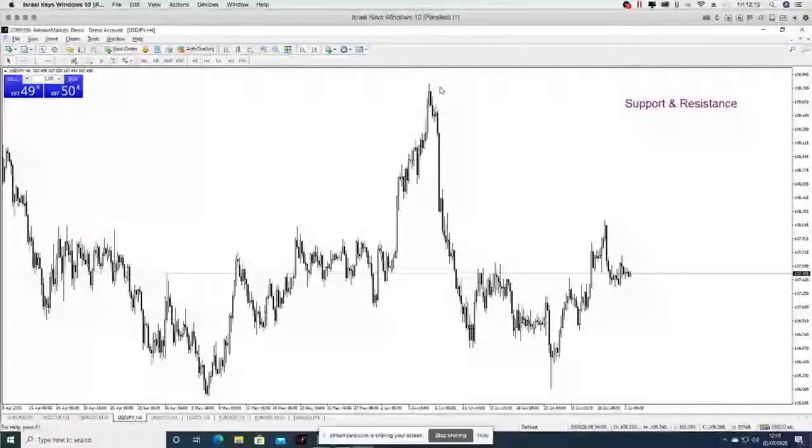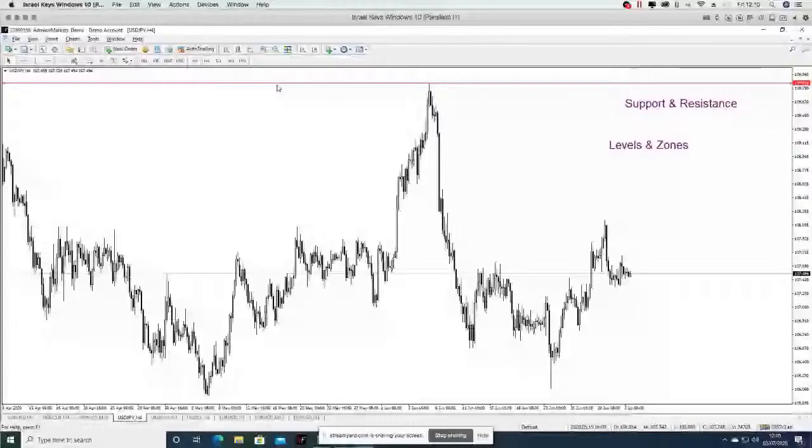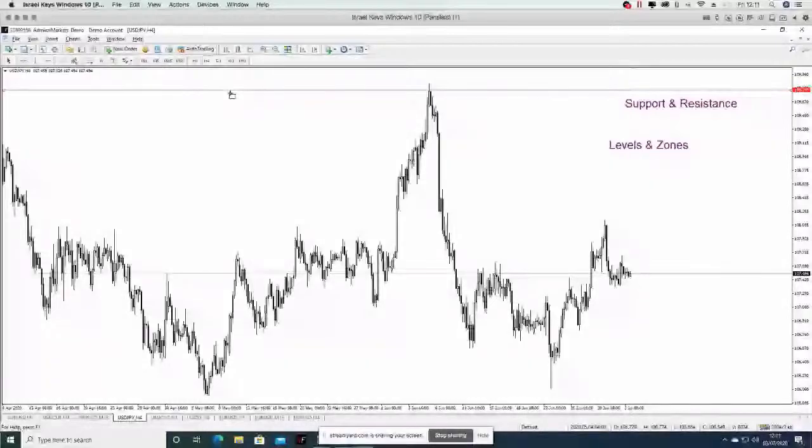So for instance, this is a level here. The exact point at which the price changed, or we don't even have to be that precise. We could put it anywhere in that region. We could say this, for instance. This is a level. On the other hand, this here is a zone. It means it's not an exact level. It's just a zone anywhere in that region. So support and resistance works both as levels and zones.